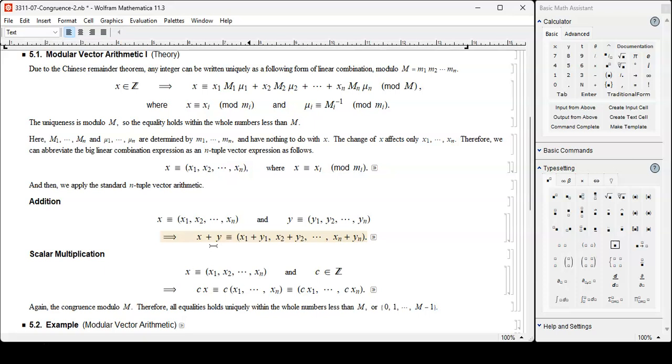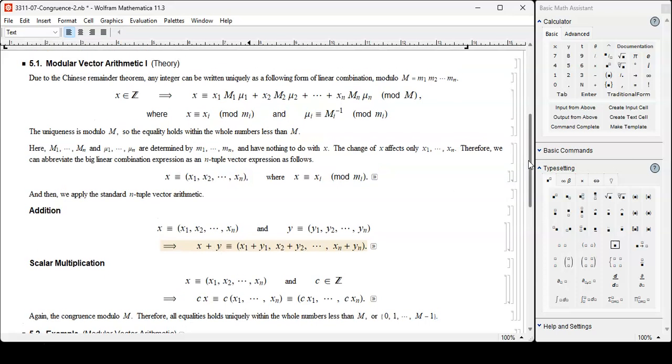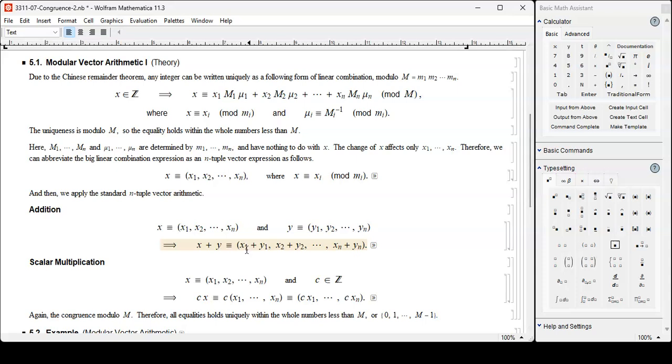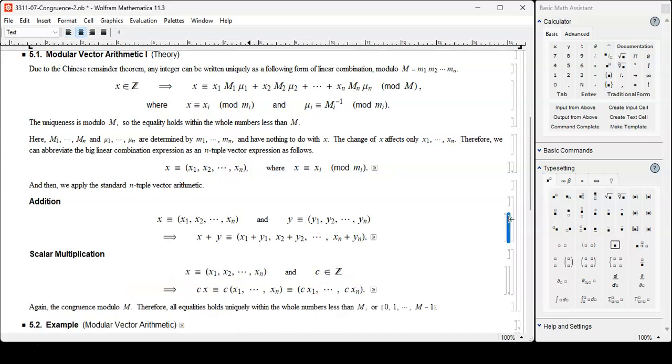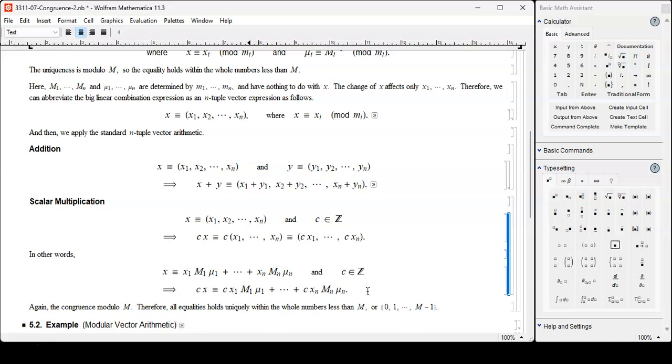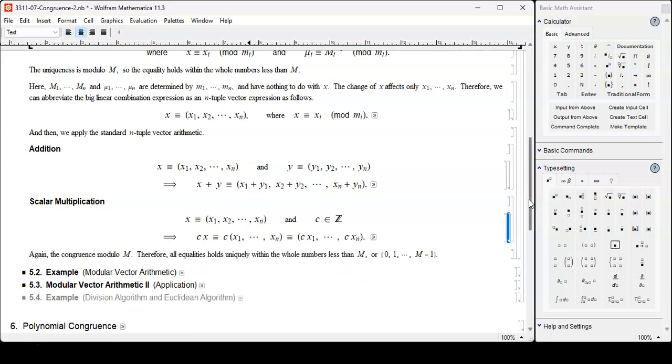Now this x plus y is unique modulo capital M, and each component, xi plus yi, is unique modulo small mi. The proof comes from the associativity and distributivity, so it's easy, that's left to you. And you can do the same for scalar multiplication. Again, the proof is distributivity coming directly from this linear combination expression, so the detail is left to you.